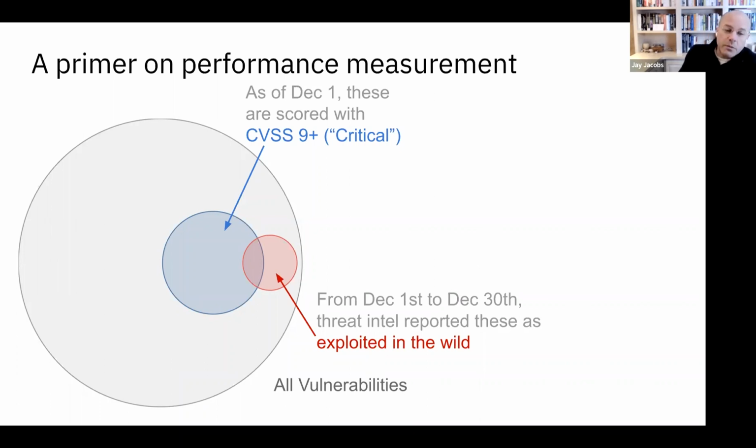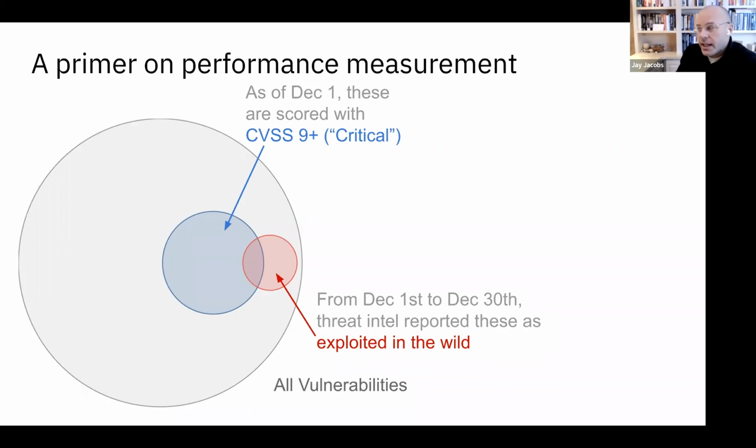And we do some prioritization. So like in this case, we say CVSS 9 and above. Let's grab all of the CVEs that were 9 and above as of December 1st and say, let's remediate these. And that becomes the blue circle. And then from December 1st to December 30th, we're going to look over a 30-day window and say what was actually exploited. And that's the red window.